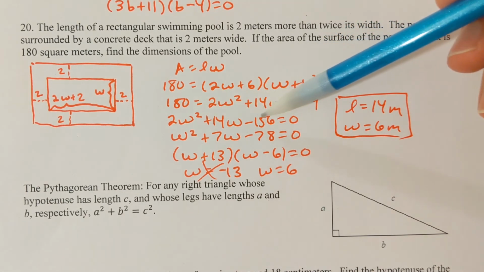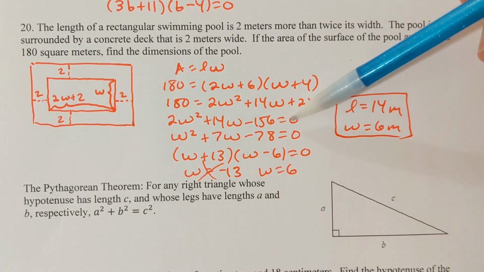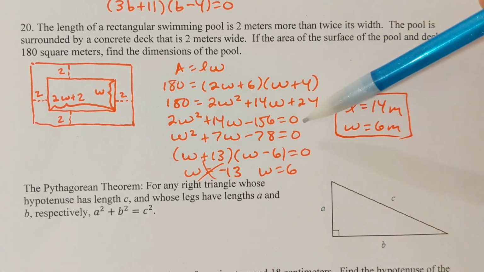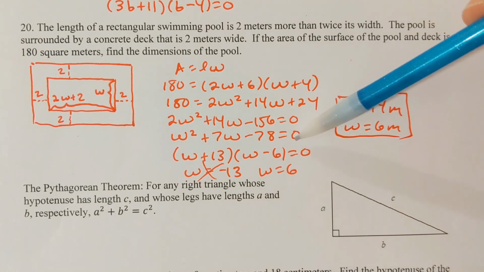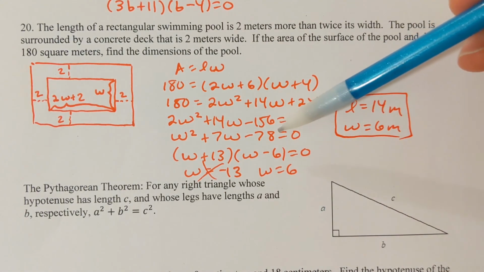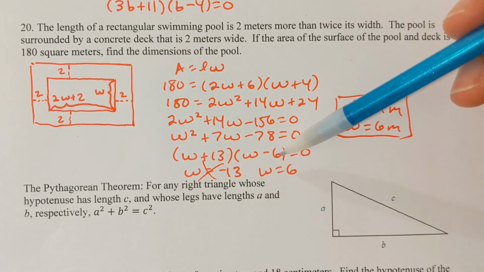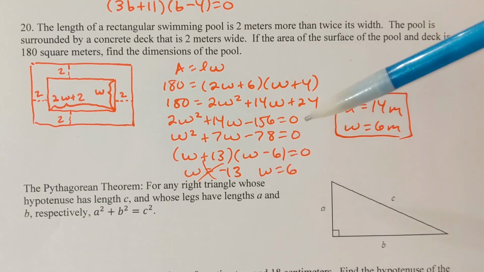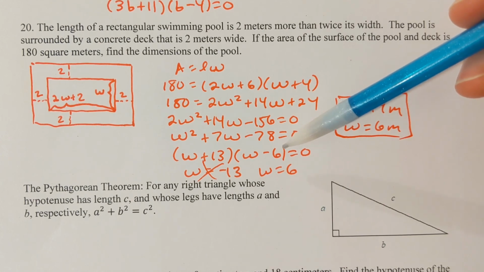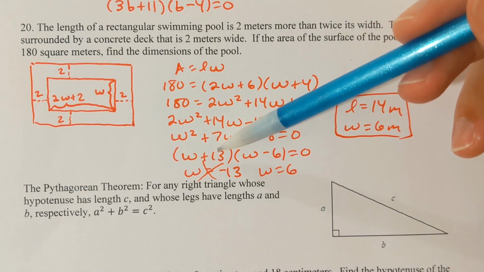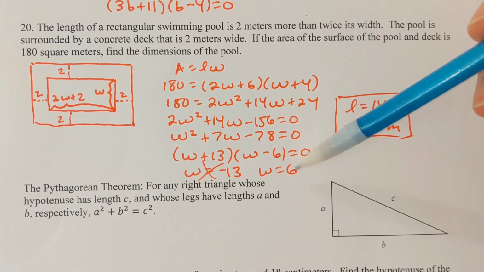We can make the numbers nicer than what they currently are by dividing both sides by 2. Okay, so that's what I've done on the next line. Divide each of these three terms here by 2. And so we get W squared plus 7W minus 78 all equal to 0. This is going to factor nicely as W plus 13 times W minus 6. Again, if you're not seeing that easily, use the quadratic formula. Okay, W plus 13 equals 0 means that W is equal to negative 13. W minus 6 equals 0 means that W is 6.